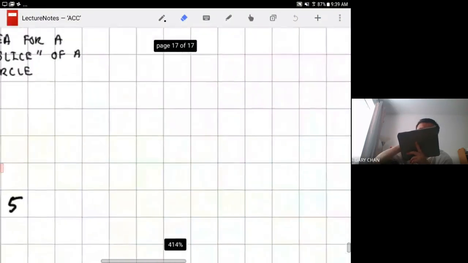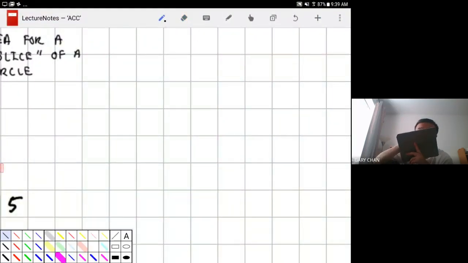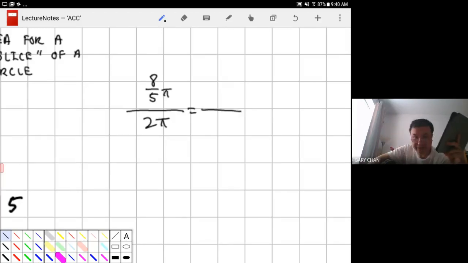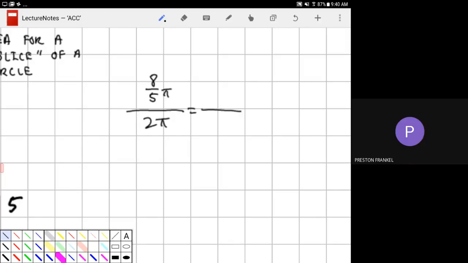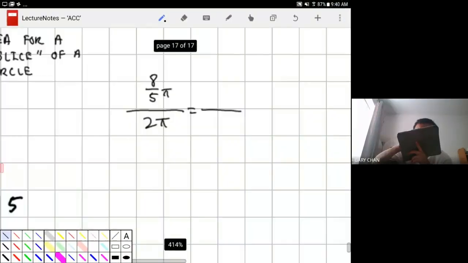You're gonna write 8/5 pi over 2 pi is equal to, what's the area of the circle again? Oh, the circle? 16 pi. It was 16 pi. And you're trying to find out what the area of the sector is. Yeah. That's all it is, okay?